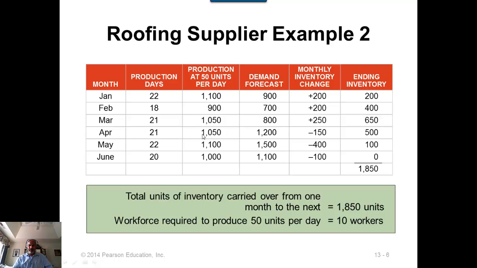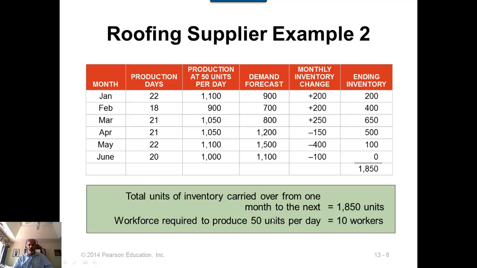The next month your production is 1050, but your demand is 1200. So your demand is 150 units more. So your inventory now goes down, okay, down to 0. So these are the inventory levels that you will experience from January to June. This is the amount of inventory for which you have to pay inventory carrying cost. So 1850 unit-months, multiplied by the $5, I think.